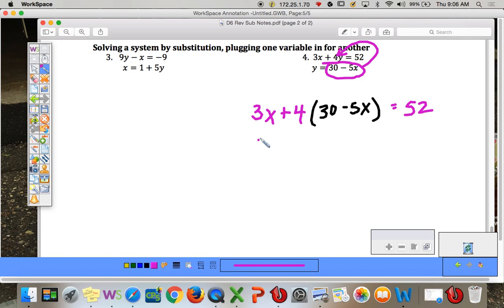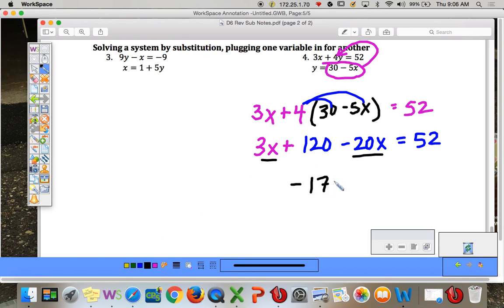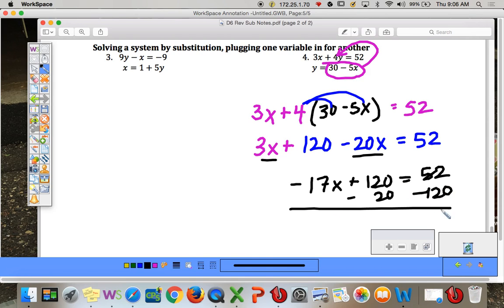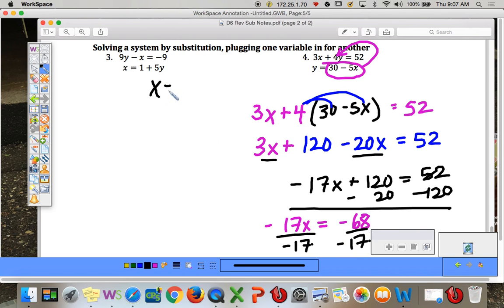Now we're going to solve, so we have 3x plus, let's distribute, 4 times 30 is 120, 4 times negative 5x is negative 20x. This equals 52. Let's combine like terms here because the x's are on the same side, so we get negative 17x plus 120 equals 52. We're going to subtract 120 from each side. We get negative 17x equals 52 minus 120, which is negative 68. We'll divide each side by negative 17. So we get x equals 4.